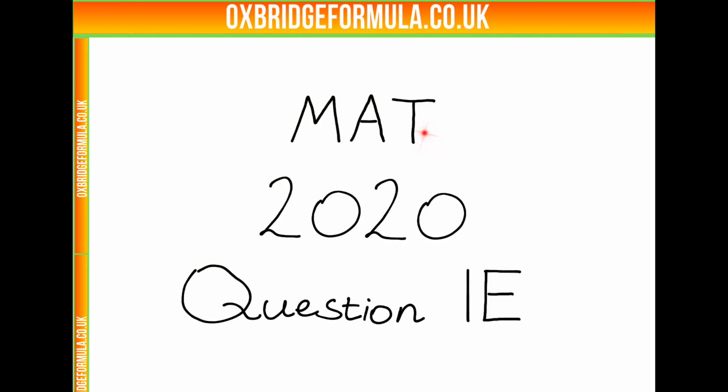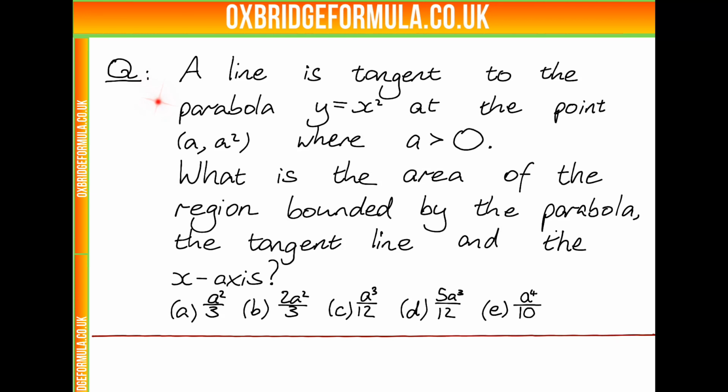Welcome to the 2020 Math question 1E. The question tells us that a line is tangent to the parabola y equals x squared at the point (a, a squared), where a is greater than 0. It asks us to find the area of the region bounded by the parabola, the tangent line, and the x-axis.